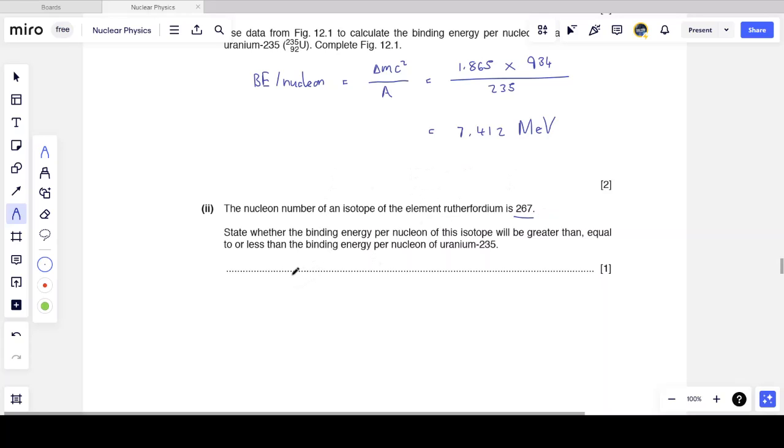So rutherfordium will be less stable than uranium-235. They didn't ask us to explain, they simply asked us to state. So the binding energy per nucleon, which is an indication of stability, will be less than that of uranium. They simply said state, they didn't say explain. And it's less than that because it's less stable, with a lower binding energy per nucleon.